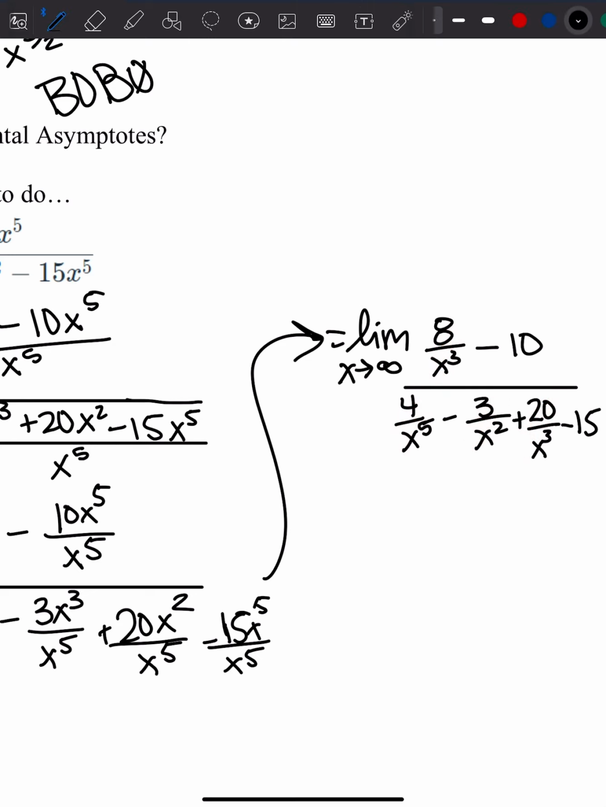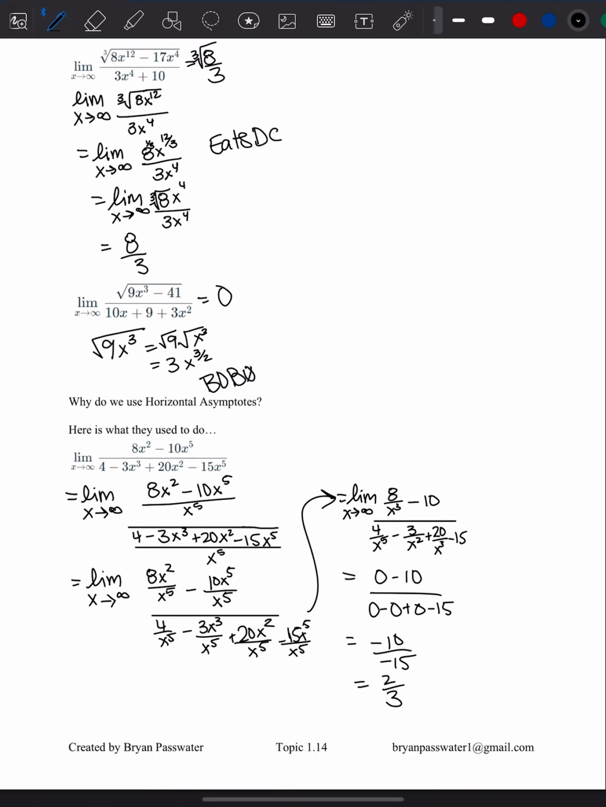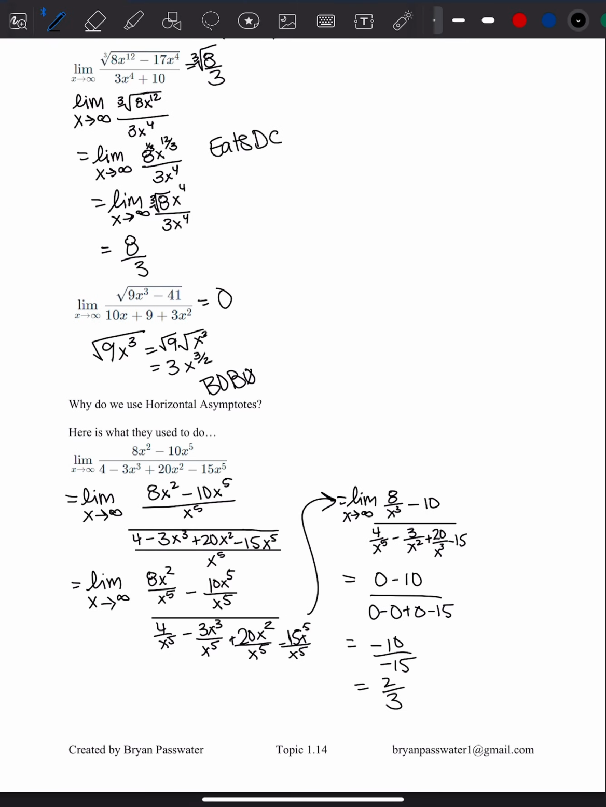So realistically, what this leaves us with is this fraction that is 0 minus 10 over 0 minus 0 plus 0 minus 15. So negative 10 over negative 15, which gives us our 2/3 being positive. So we could do all of this, and I can even add more steps of separating the limits out even more, but this is kind of the process that people went through before. So if we can use horizontal asymptotes and those horizontal asymptote rules, where BOTNO, BOBO, ECC are just acronyms to help us out, we can get through it faster.